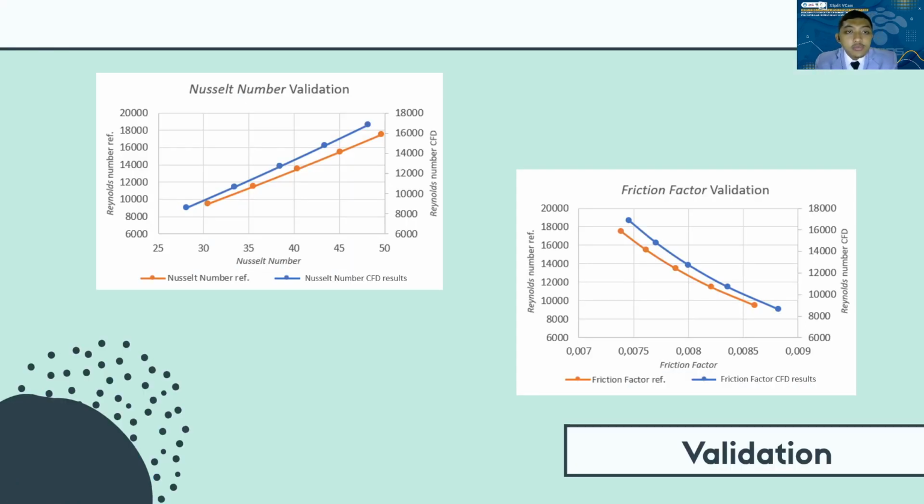And this is the validation. There are Nusselt number validation and friction factor validation. The Nusselt number increases parallel to the increasing Reynolds number, and the friction factor decreases parallel to the increasing of the Reynolds number.